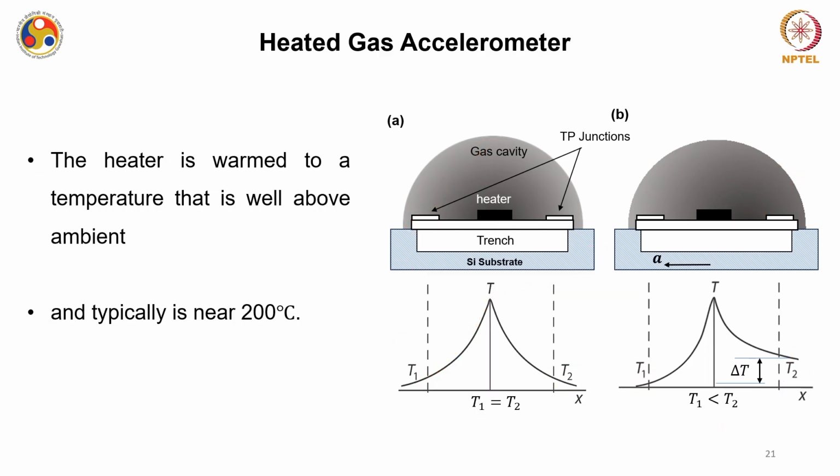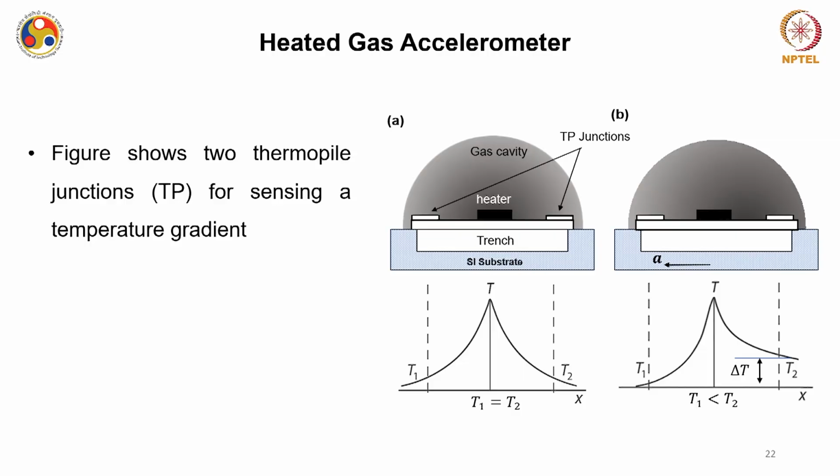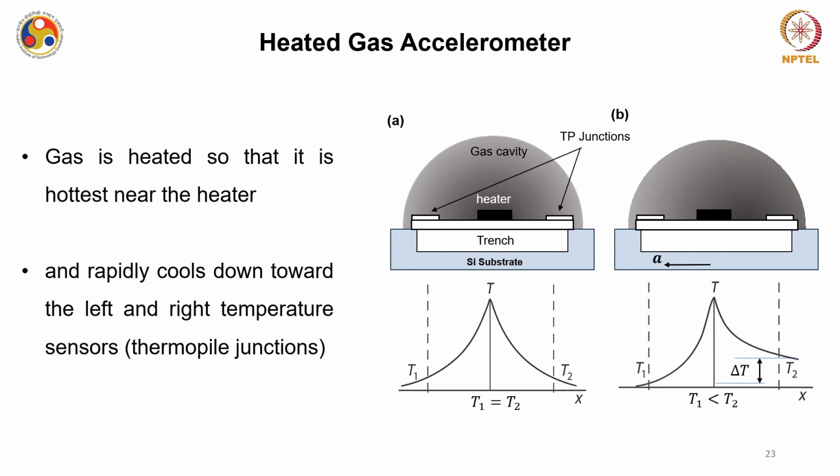Now the heater is warmed to a temperature that is well above the ambient. For this CMOS configuration, where you have made it on a CMOS platform, typically you can reach a temperature of 200 or 250 degrees Celsius, and that is more than enough to heat gases like argon and carbon dioxide. Now this figure shows two thermopile junctions for sensing the temperature gradient along a single axis, and the same you can imagine for bi-axis.